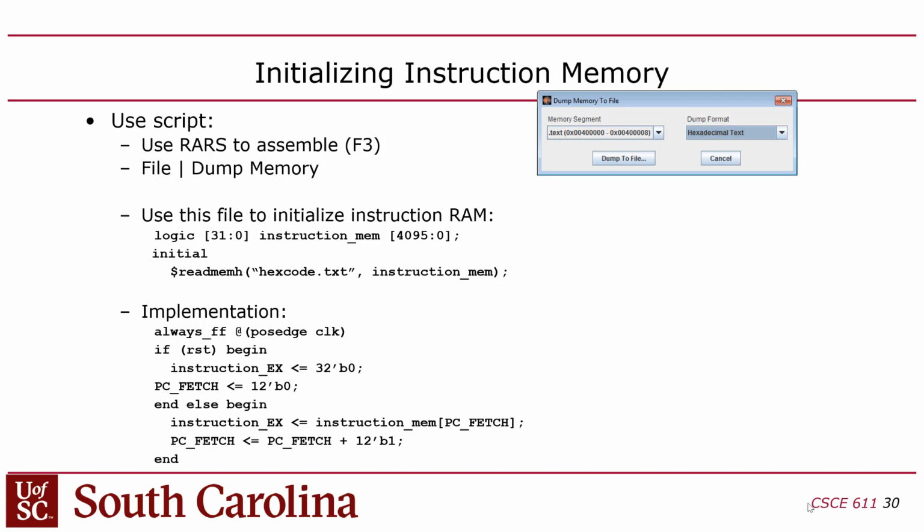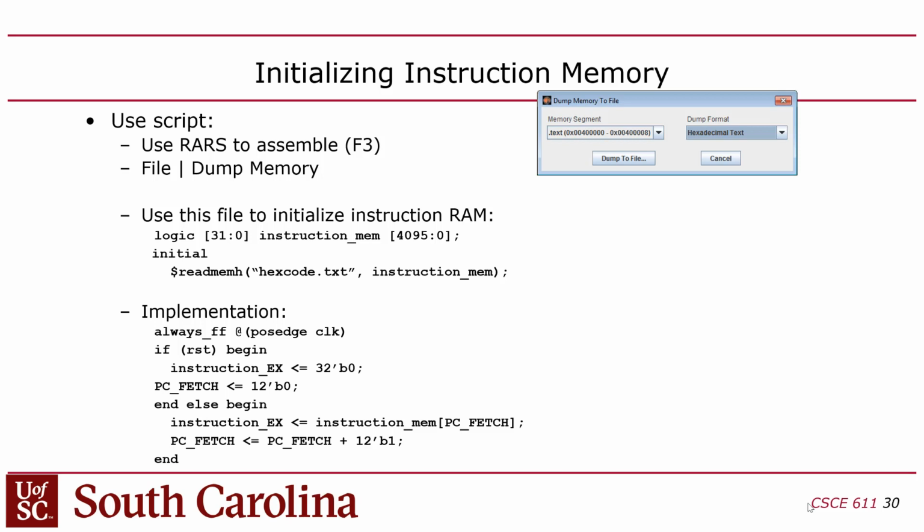But this way you're using RARS to do the conversion into machine code, and then you can leave RARS open when you're debugging your CPU. You can step through in RARS and compare that to what's going on in ModelSim, so you can run them side by side, which I think is pretty cool.